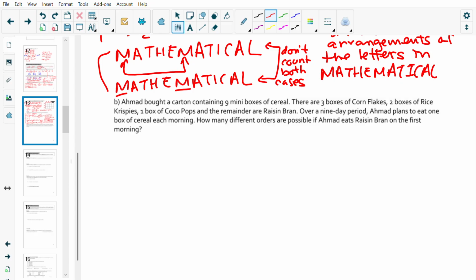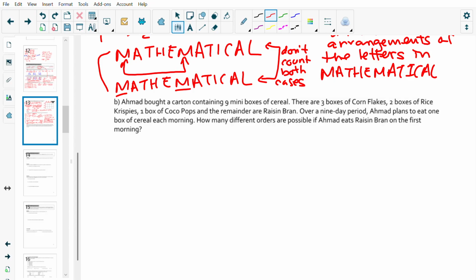Okay, next one. Cereal time. Ahmad bought a carton containing 9 mini boxes of cereal. There are 3 boxes of cornflakes, 2 boxes of Rice Krispies, 1 box of Cocoa Pops, and the remainder are Raisin Bran. Over a 9-day period. Lots of cereal. Ahmed plans to eat 1 box of cereal each morning. How many different orders are possible if Ahmed eats Raisin Bran on the first morning?